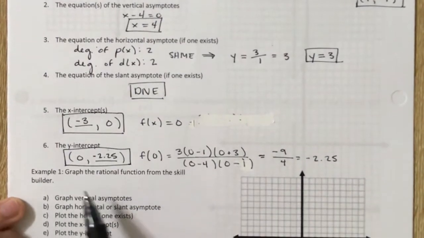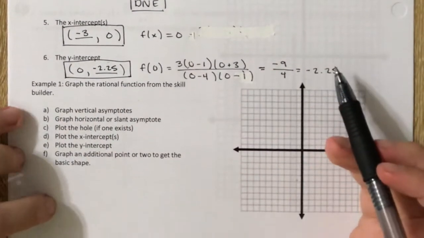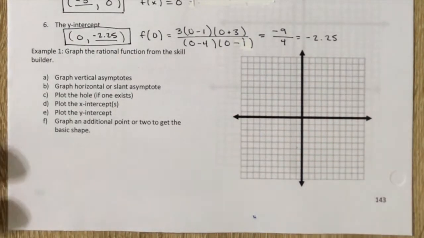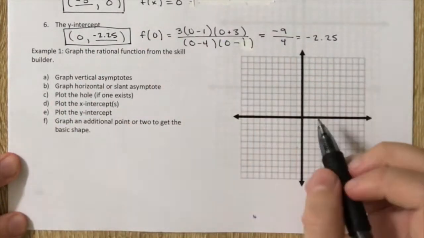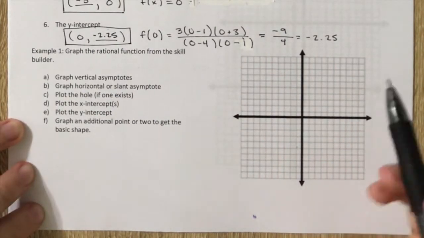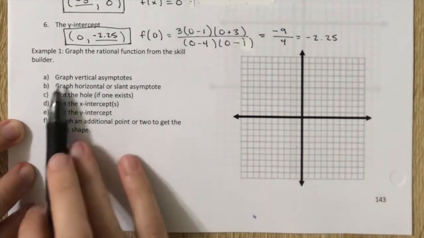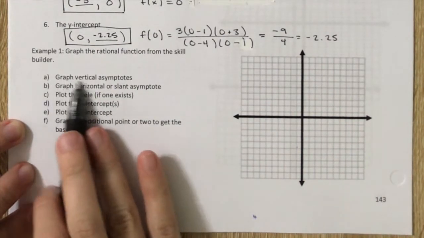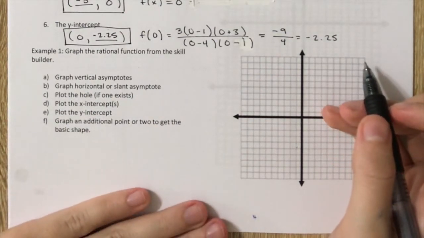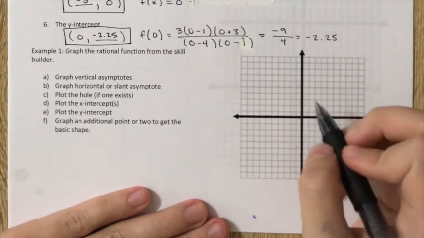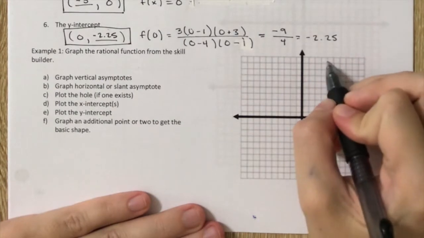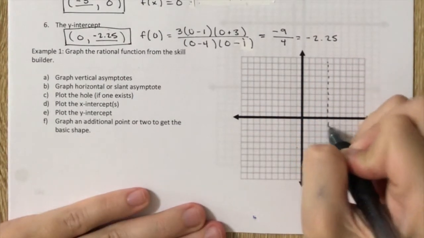Okay, so those are all of the properties that we've talked about so far. Today, of course, we're graphing rational functions, so we're going to use all of these facts to graph this rational function. So moving on down to this example 1, it's asking us to use all this stuff. The first step is to graph the vertical asymptotes. So where do we have vertical asymptotes? Looks like we have one at x equals positive 4, right here.